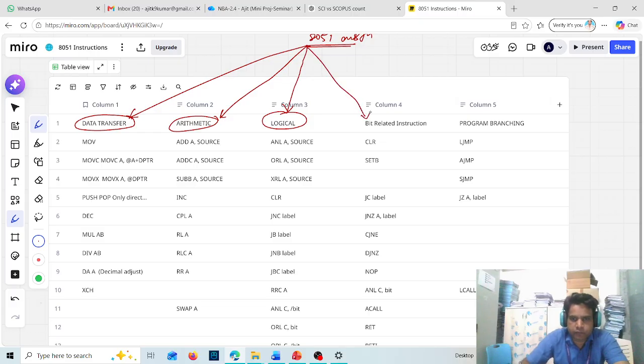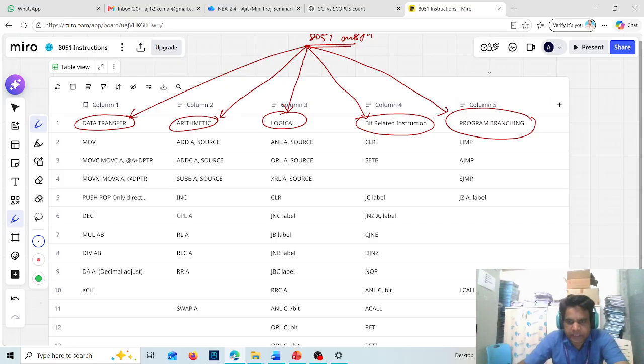Then the fourth category is called bit related instructions. When we try to do some operation on certain bits, that means one bit of data, it is called a bit related instruction. And the last category is the program branching instruction, which is used to create a loop or iterate certain instructions multiple times. We'll see all these types of instructions one by one. So let us start from the data transfer instruction.